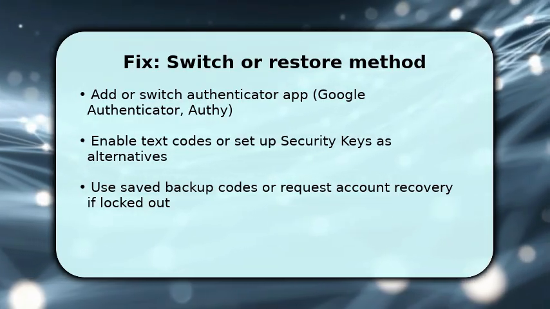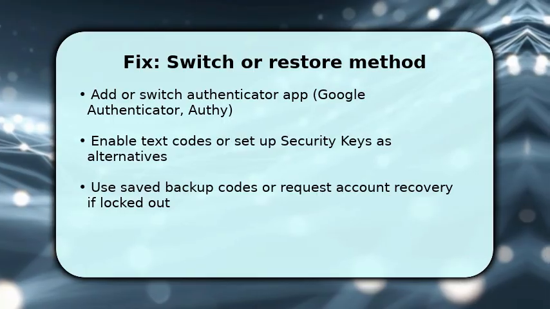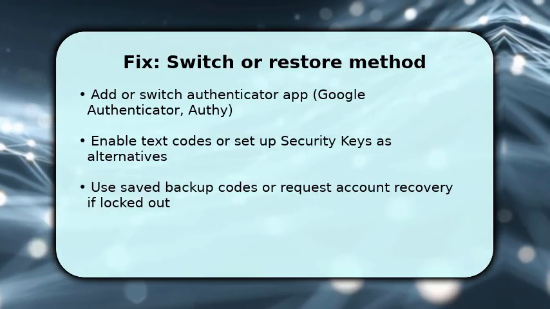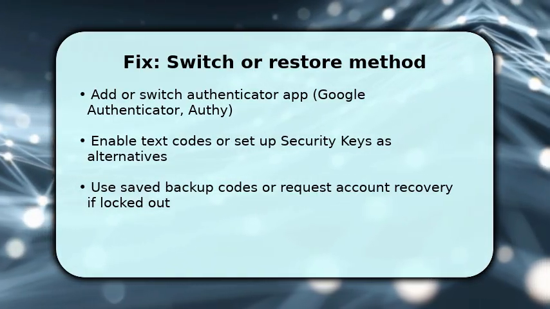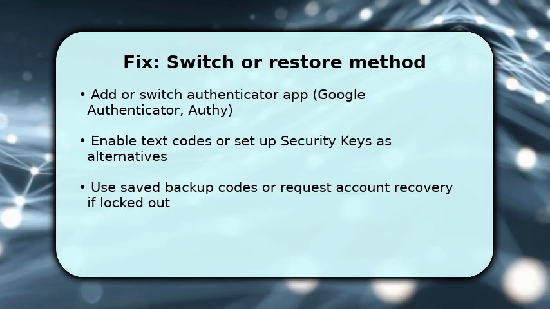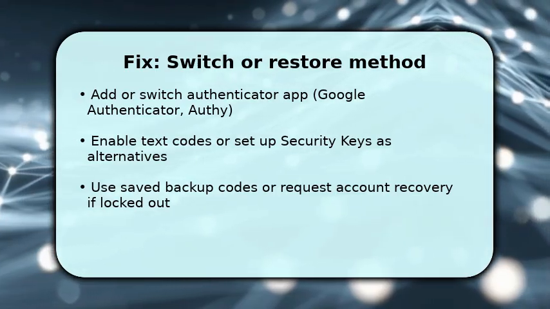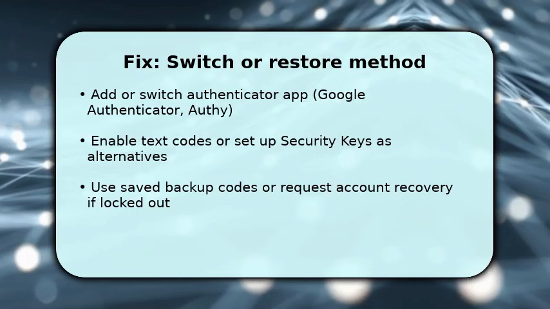If codes from your app aren't working, remove and re-add the authenticator in Facebook's two-factor settings. Scan the new QR code and enter the code to confirm. Make sure to enable backup codes and download them now so you aren't locked out later.